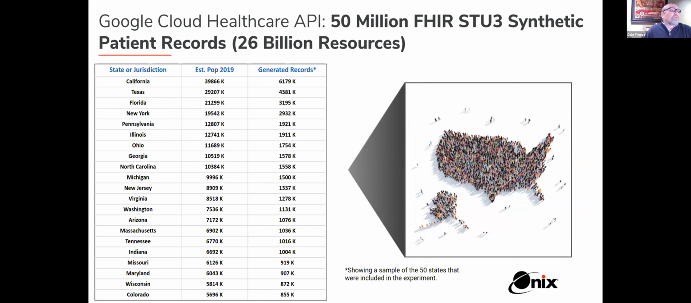So we were talking about the synthetic data set. Around 50 million synthetic patient records produced about 26 billion resources, which is the target that we initially set up. About 13 to 50% of the population of each state is used to create that representative data set, with a key term there, representative. The data represents the patient health patterns of that state. And I think in the white paper, you'll see some of the things we did to actually accomplish that.